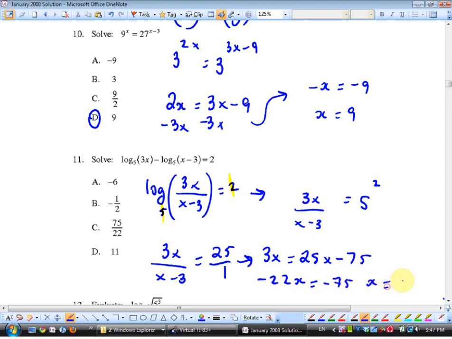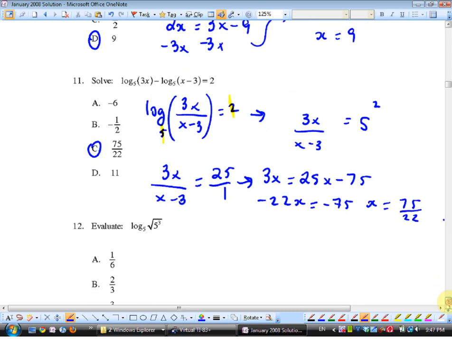I think x is going to be 75 over 22. I think the answer to number 11 is C. Can they give us big numbers like 75s and 22? Yes. They'll expect you to do some basic arithmetic without a calculator. Live with it.